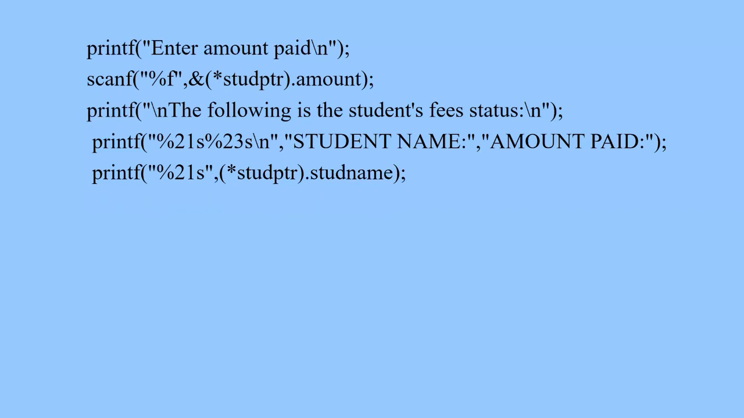Then this other one will also refer to the value or the content in the memory location called amount, which is a member of the struct being pointed to by the pointer called student pointer. That value will be formatted to 23 spaces, with two of them being reserved for the fractional part. Then we display a layout outline in our program.